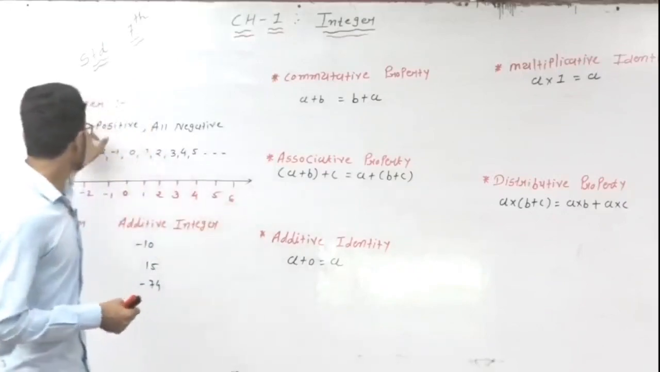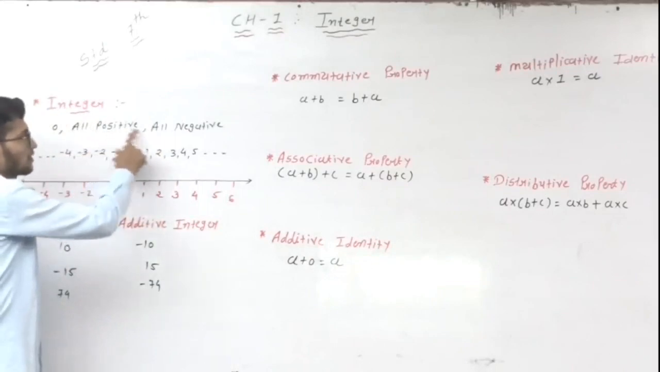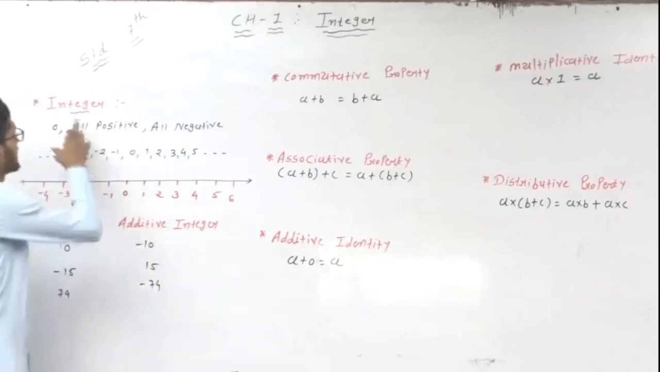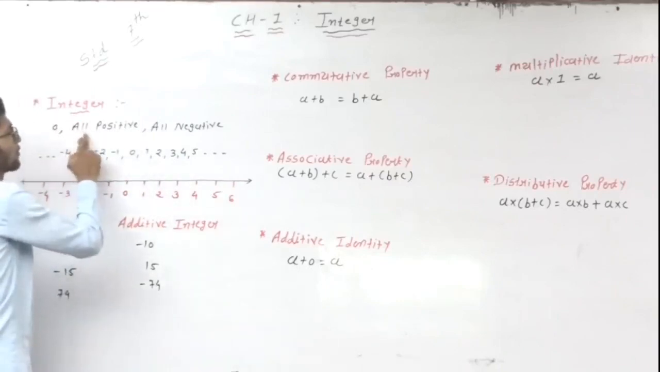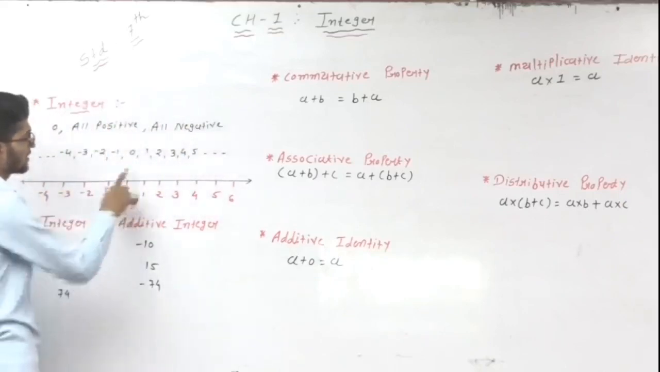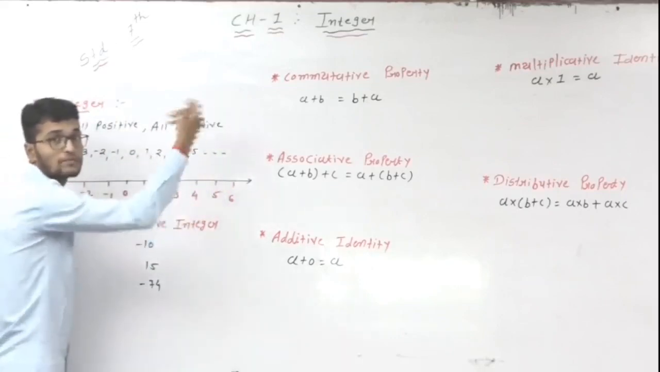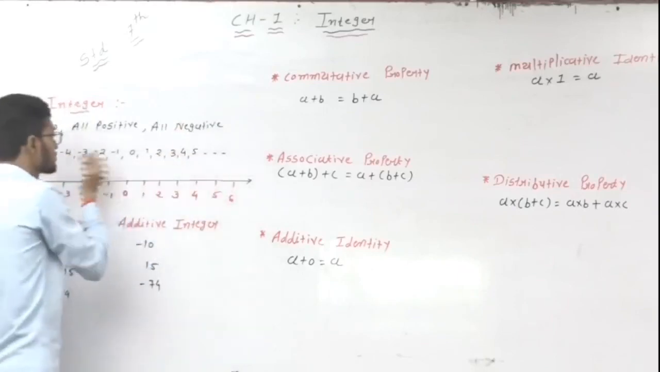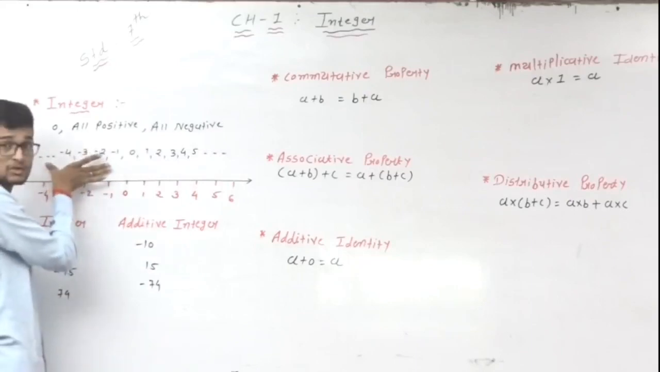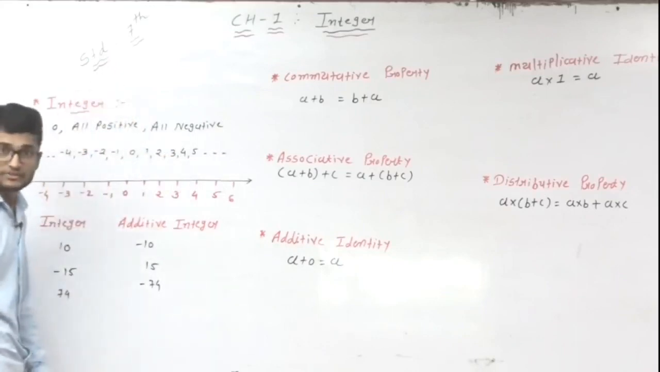So students, first of all, in integers you include 0, all positive numbers, and all negative numbers. One more time: integers include 0, all positive numbers, and all negative numbers. Here is the example: 0, then 1, 2, 3, 4, 5 on this side, dot dot dot, this means up to infinity. So all positive numbers. On this side -1, -2, -3, -4 up to infinity. So this one is negative numbers. So 0, all positive, and all negative numbers are included in integers.